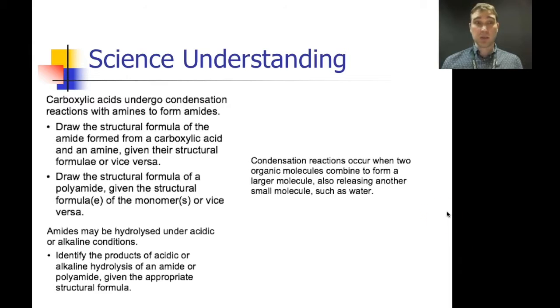So science understands we're going to look at carboxylic acids undergo condensation reactions with amines to form amides. Draw the structural formula of the amide formed from a carboxylic acid and an amine. Draw the structural formula of a polyamide, given the structural formula of monomers. Condensation reactions, again we've got this one. So making amides is a condensation reaction, so we've got this understanding again. And amides may be hydrolyzed under acidic or basic conditions. Identify the products of acidic or alkaline hydrolysis of an amide.